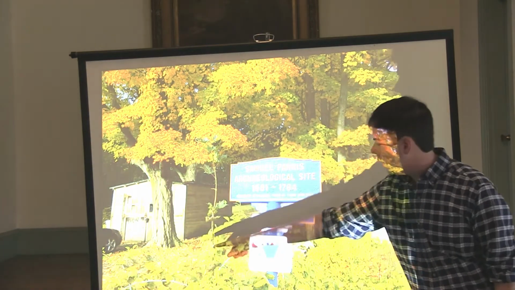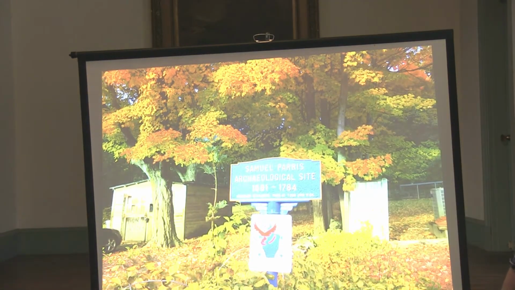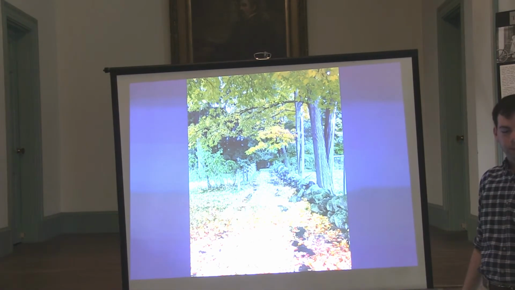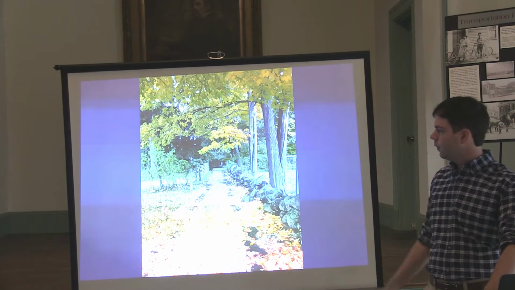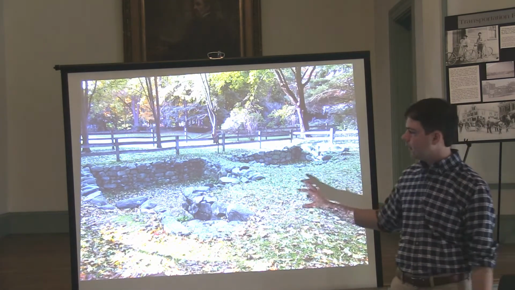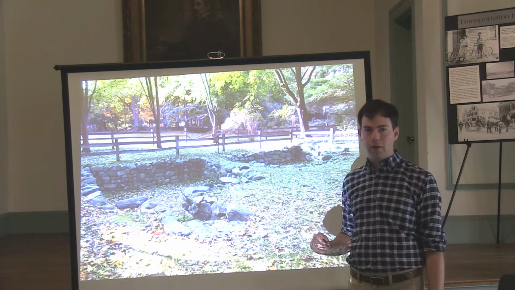And right here is a cart path that leads seemingly into the woods. So this is a picture of the path you would walk down. Again, it is a public path. And then when you get back there, there's a clearing. And in the clearing, we have the cellar holes of the Salem Village Parsonage.